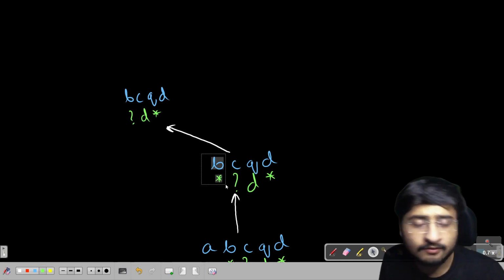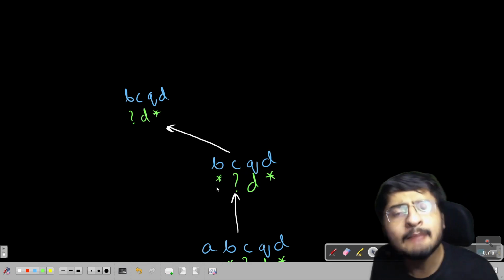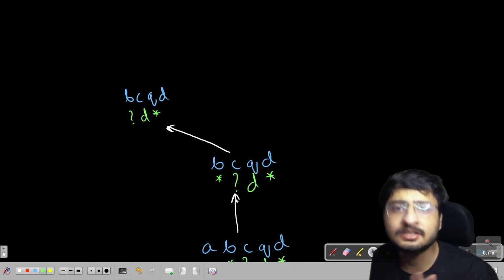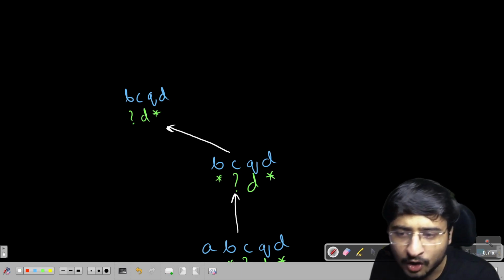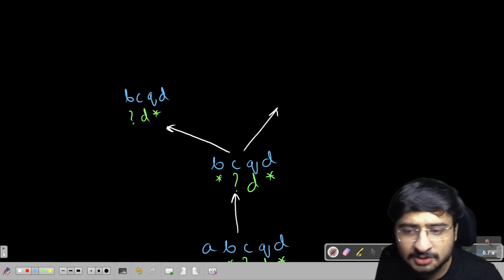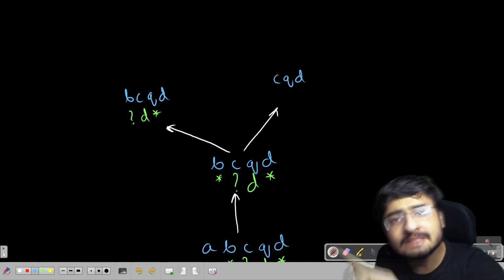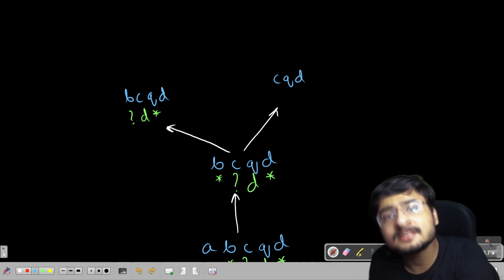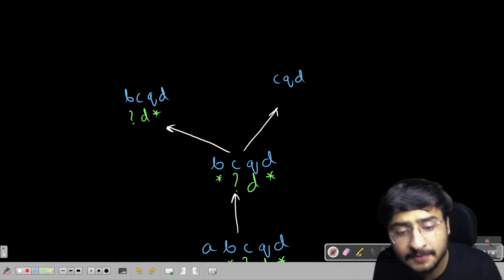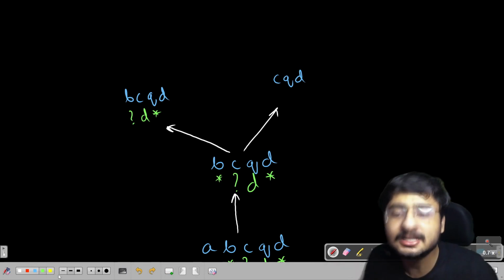This star can do one more thing. This star can say, okay, I'm matching with this B. So now this B is consumed by star. The remaining string is CQD. And because star is matching with B, star will actually persist right now, because star can be matched with more.